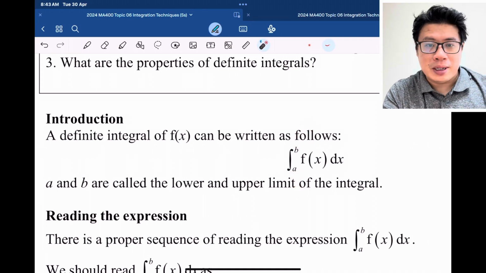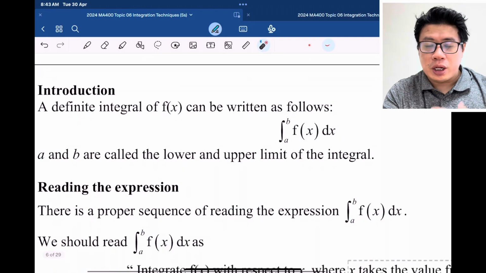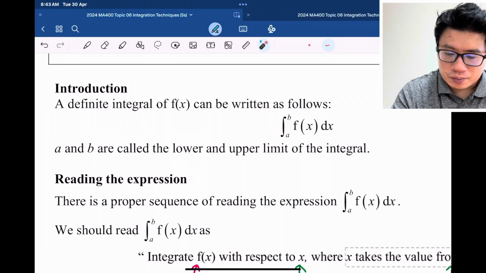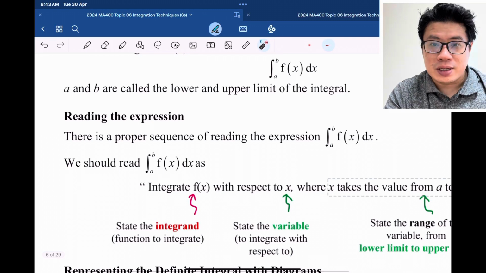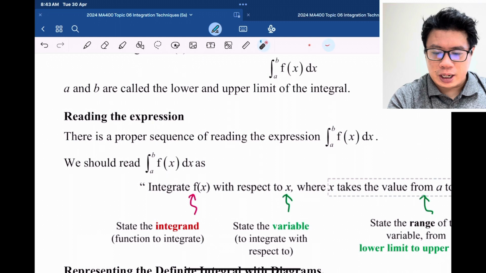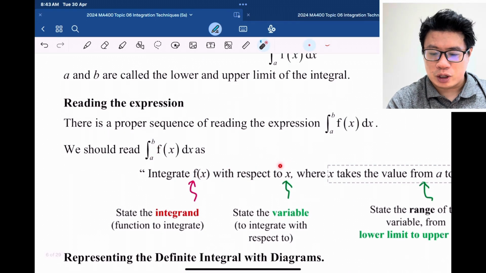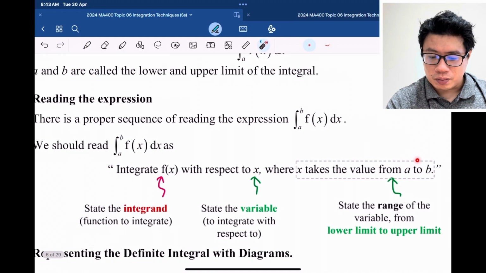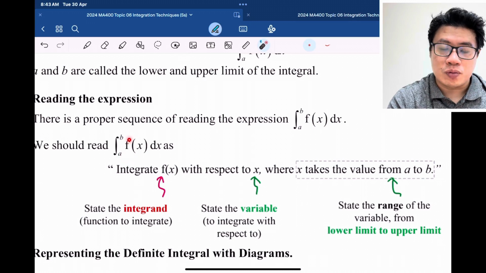So with a definite integral, wherever we do the integration, I will show you later that your answers will come out as numbers. There's a proper sequence of reading the expression. We read the integral from a to b of f(x) as: integrate f(x) with respect to x, where x takes the value from a to b.